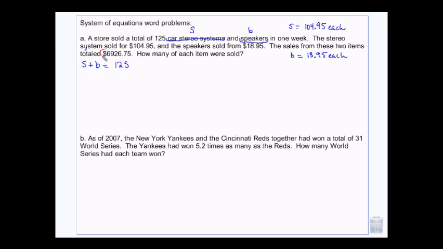And the total sales are $6,926.75. Now, how do we figure out a total sale? Multiply by the number of how many you had, right? So that's how much the stereos were all together. This is how much the speakers were all together, and that gave us that. Does that part make sense?